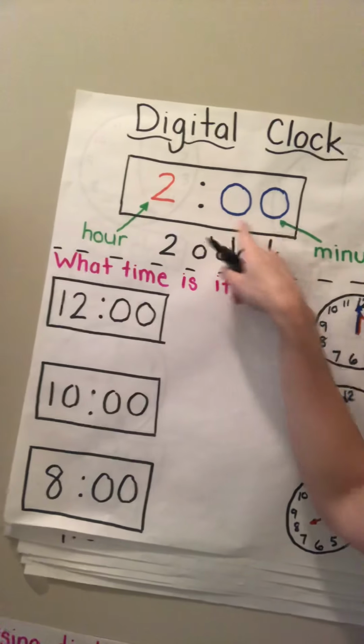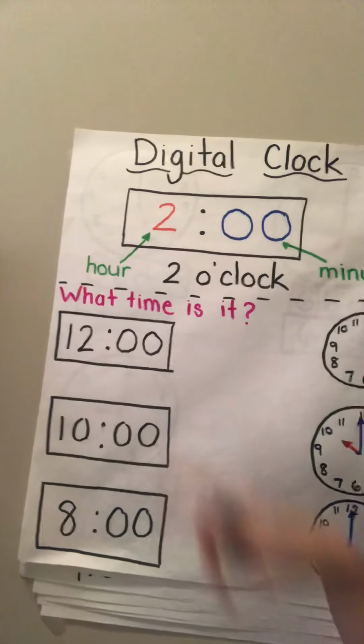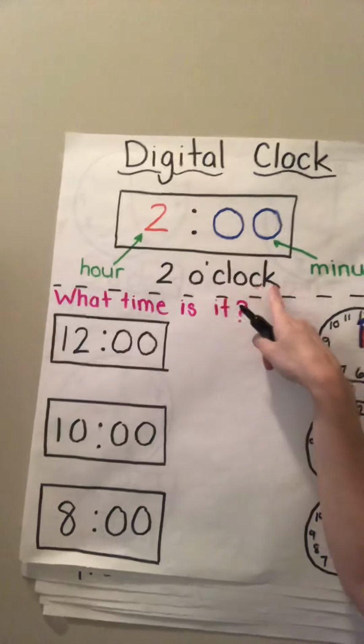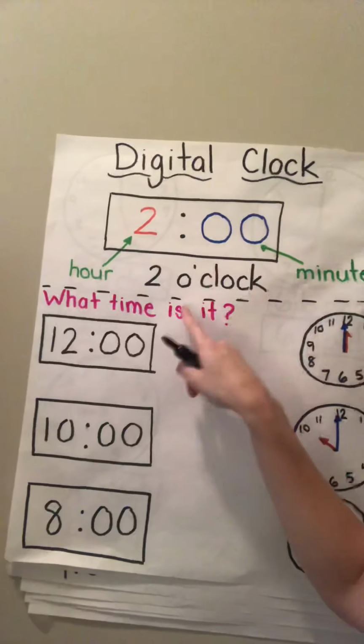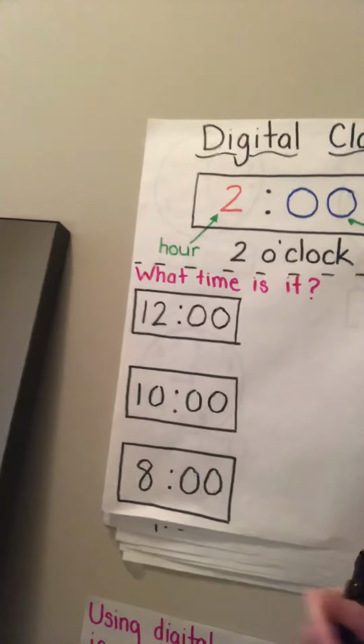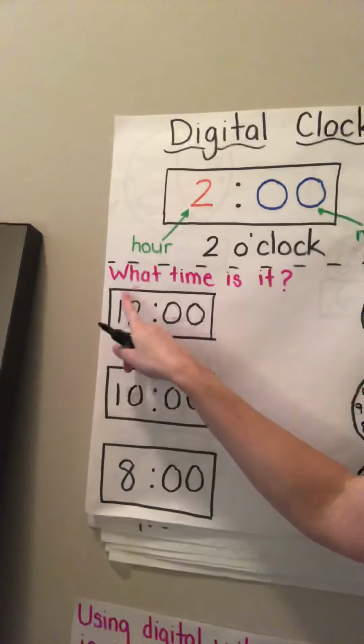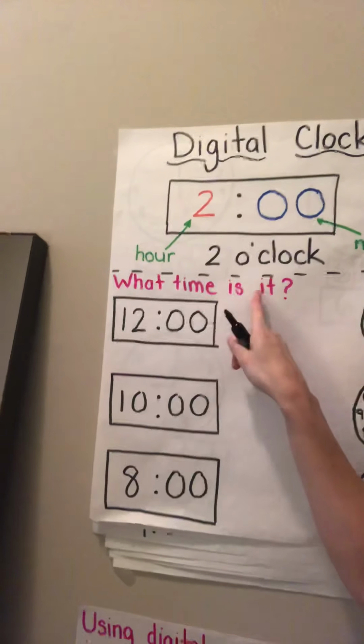What do we say for the 00? Who remembers? Right, it's right here. We say 2 o'clock. When you have the 00, we say o'clock. So we're going to practice telling time on 3 digital clocks. And then you'll have time to practice. So our question is, what time is it?